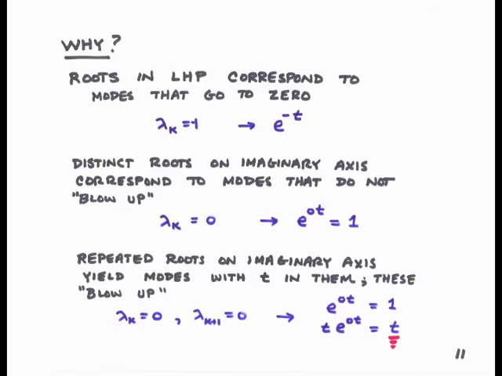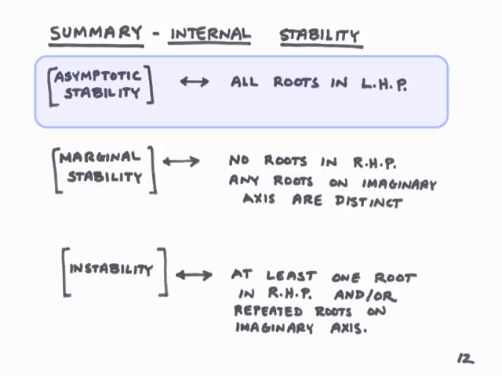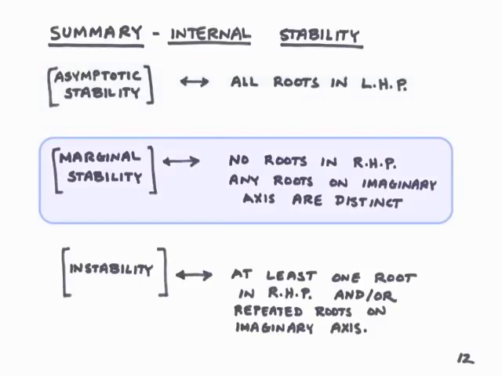So we've now discussed three different conditions. We had asymptotic stability, marginal stability, and instability. And we've had a number of conditions, and sometimes it can be hard to keep track of these. So here is a summary of all our results for internal stability. First, we have asymptotic stability, and this corresponds to all roots in the left half plane. They do not need to be distinct. They just need to be in the left half plane. The second case is marginal stability, and for marginal stability we need no roots in the right half plane, and any roots on the imaginary axis must be distinct.